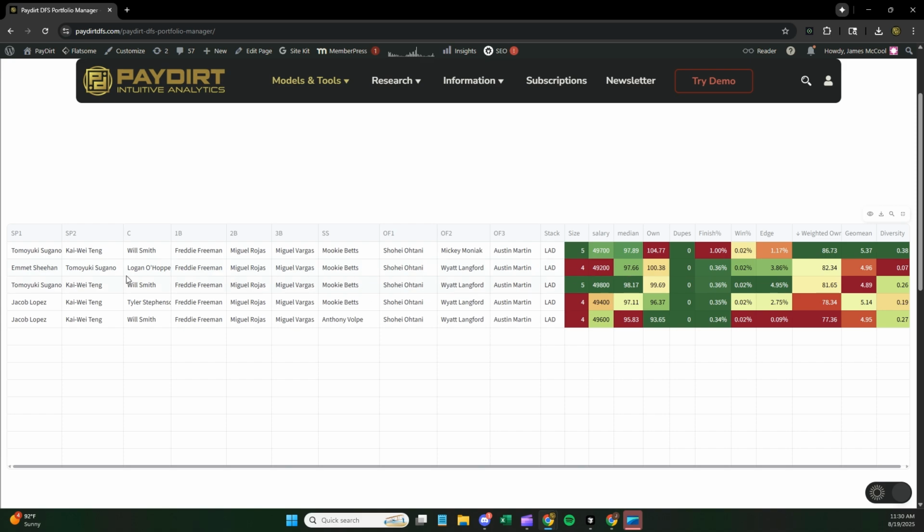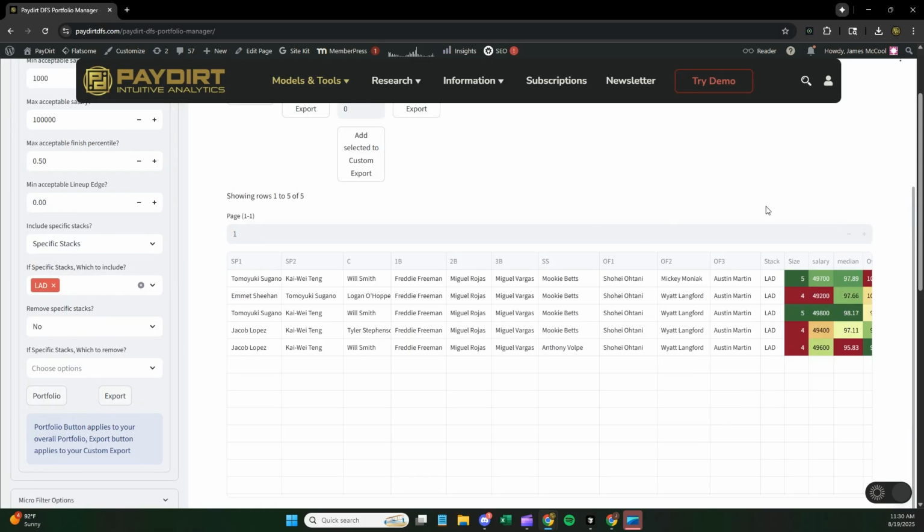Like this is probably the single entry lineup that I would use. It's positive edge. It has Martin, Betts, Ohtani, Vargas, Rojas, and Freddie Freeman. It's got Emmett Sheehan. It's got at least one of those two, right? And that's what I would probably end up doing for single entry.